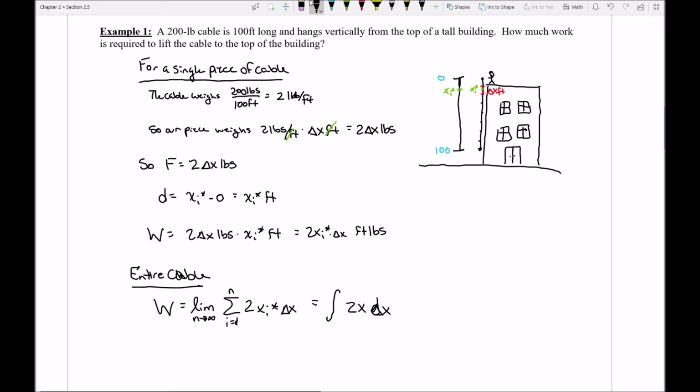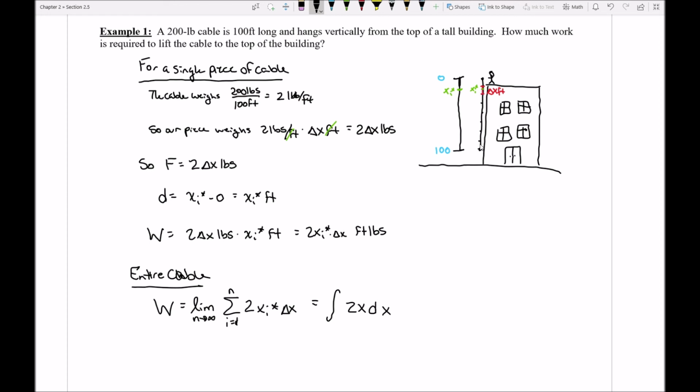Let me rewrite that just so it's a bit clearer. So I have a 2x dx. Now the bounds are going to stand for the same thing that the bounds have always stood for in all of Chapter 2 thus far, which is: where are the pieces of the cable? Just like we asked where were the rectangles starting and stopping, or where were the washers existing? Where did the shells start and stop? Where did our line segments begin and end? We have the same idea here.